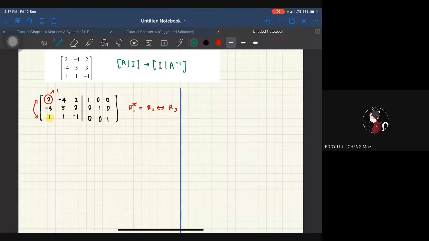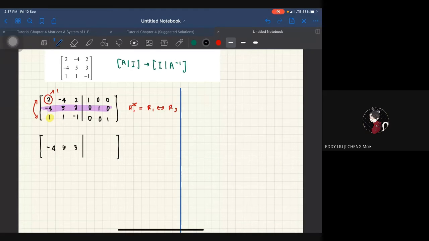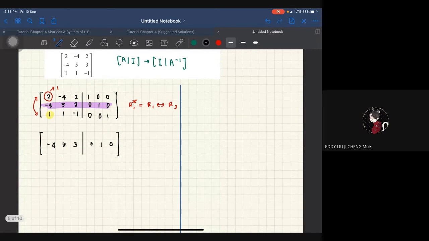Okay, so row yang tidak terlibat is this second row over here. So awak salin je dulu second row ni. Okay, so kita akan salin dulu. So awak ada negatif 4, 5, 3, 0, 1, 0. Okay, and then first row kita sekarang dah bertukar. So kita ada 1, 1, negatif 1, 0, 0, 1. And then row ketiga kita adalah row pertama yang tadi. So we have 2, negative 4, 2, 1, 0, 0.